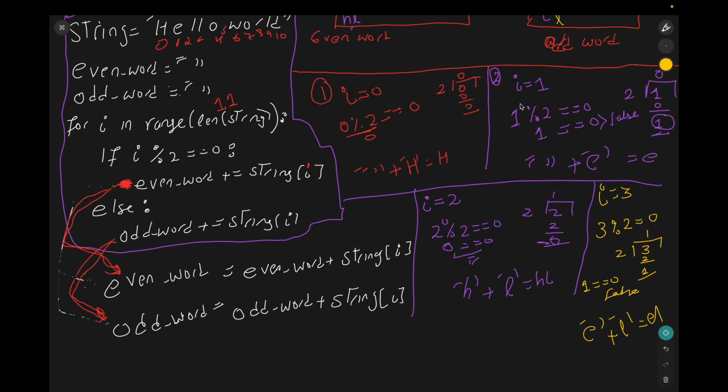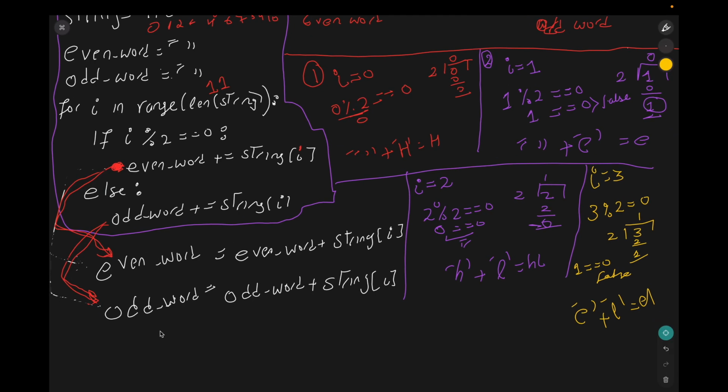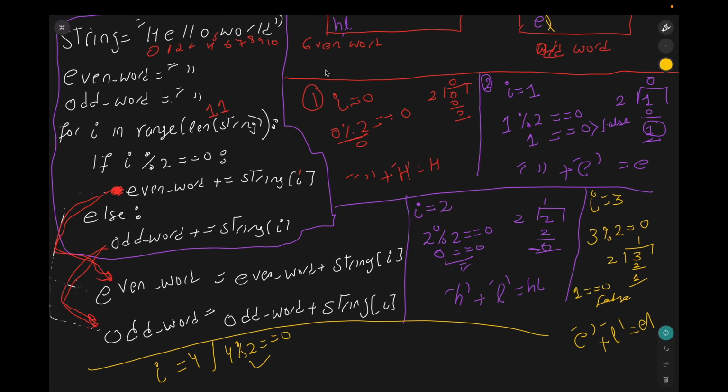After this, you will obviously be going to the next one. Previously I was 3, now I will become 4. Then what you have checked is 4 less than 11. Yes, then you'll be checking this condition: if I percentile 2 is equal to 0. Is 4 percentile 2 equal to 0? Yes, the condition is true because 4 is even. When 4 is even, what you'll be doing is even word. So now what is inside my even word? Inside my even word we are having HL.